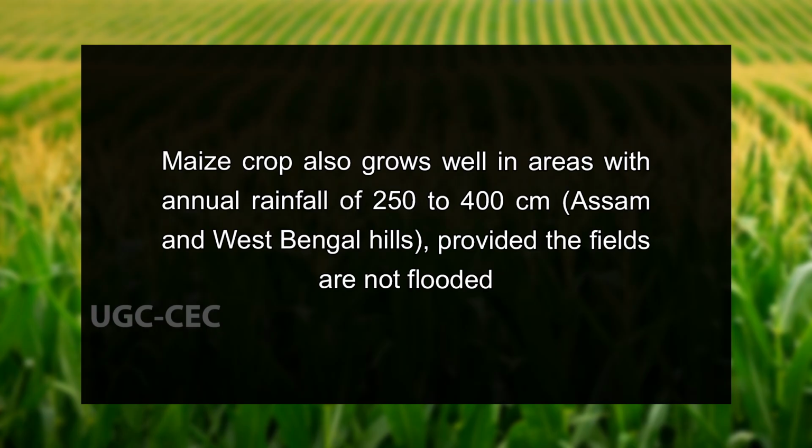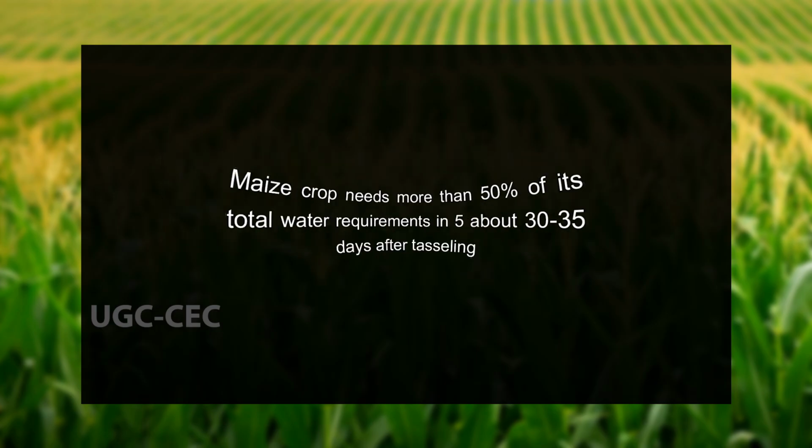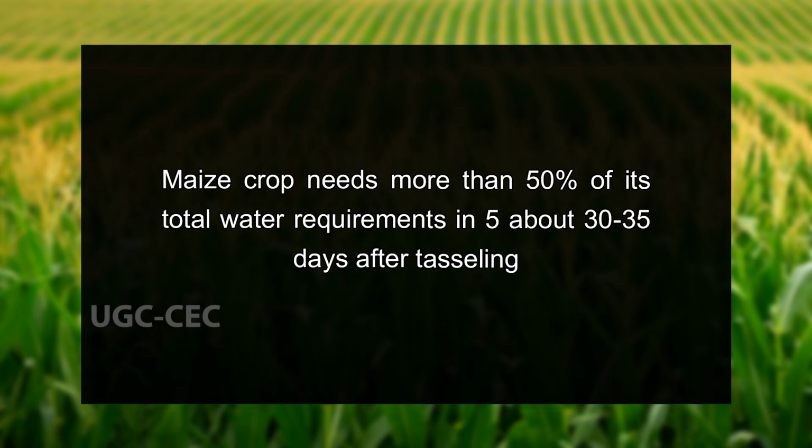The crop prefers areas receiving an annual rainfall of 50 to 100 centimeters. The crop also grows well in areas with annual rainfall of 250 to 400 centimeters, such as Assam and West Bengal hills, provided the fields are not flooded. The crop needs more than 50% of its total water requirements in about 30 to 35 days after tasseling. Inadequate soil moisture at the grain filling stage results in poor yield of shriveled grains.